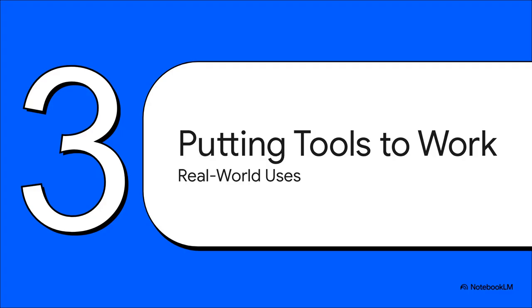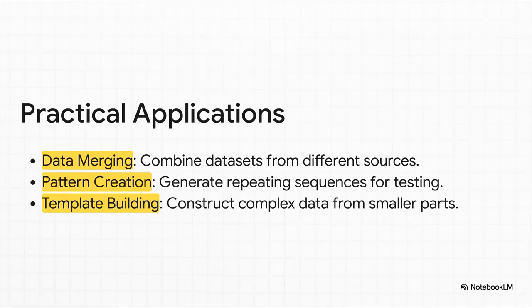So we've got our new tools. That's great. But what are they actually good for? I mean, when would you use this stuff in a real-world program? Let's talk about putting them to work. Honestly, there are a ton of uses, but here are 3 big ones. First, data merging. Imagine you have data coming from 2 different sources. You can just use the plus operator to combine them into one master tuple. Then there's pattern creation. Need a long repeating sequence for testing something or just to initialize a variable? The asterisk operator is your best friend. And third, template building. You can construct really complex data structures just by joining smaller, reusable tuple parts together. It's kind of like building with blocks.